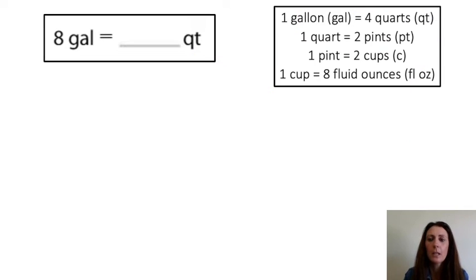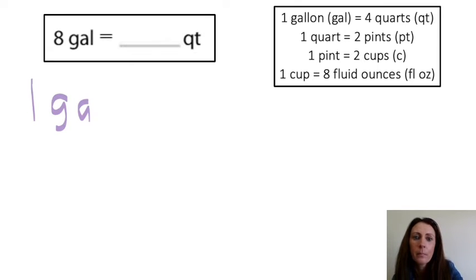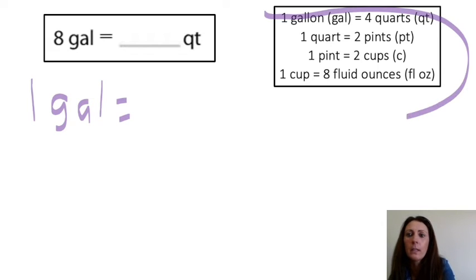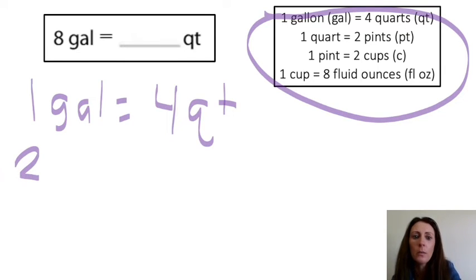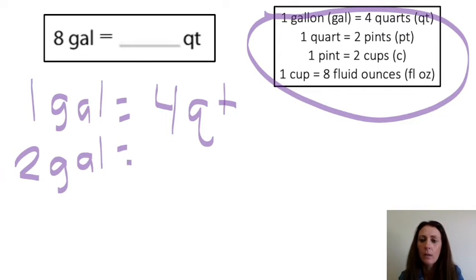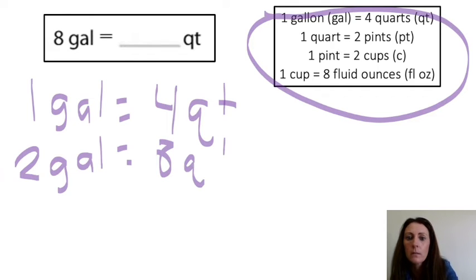Those of you that are struggling to see the correlation of how the 8 gallons equals 32 quarts, take a look at it this way. If I have 1 gallon, how many quarts does that equal? And I'm going to look back over here at my chart. It equals 4 quarts, right? What if I had 2 gallons? How many quarts would that equal? Think about skip counting. That would be 8 quarts.